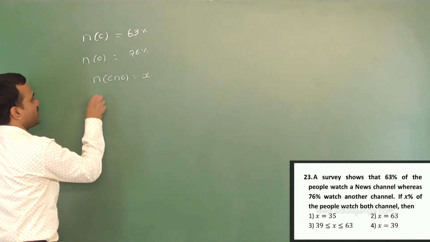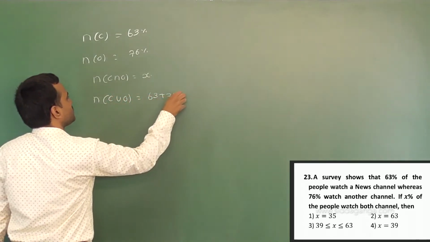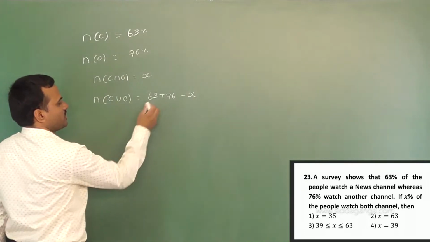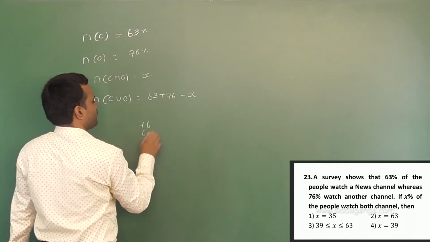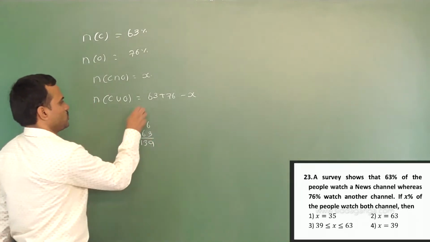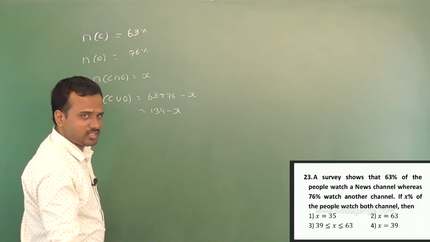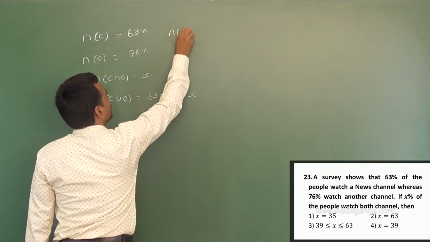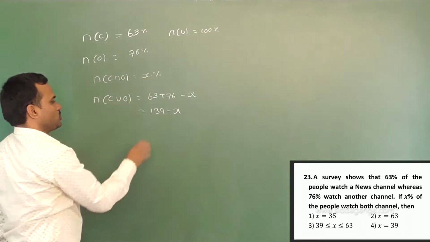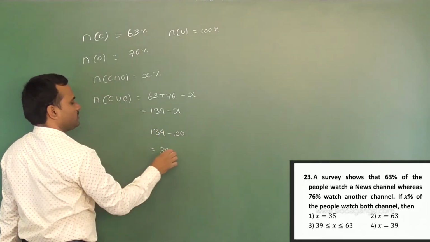Firstly we find n of C union O. It is 63 plus 76 minus X. 63 plus 76 is 139, so 139 minus X. In this result, n of U is 100% because we are calculating percentages. So 139 minus 100 is 39, that is 39%.